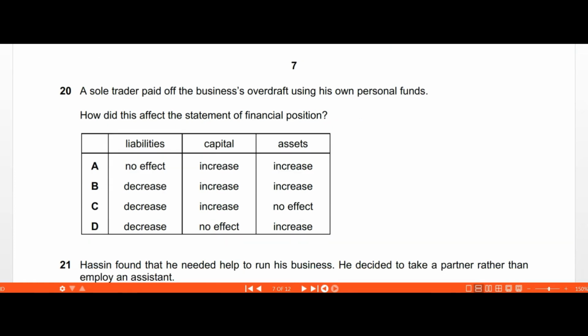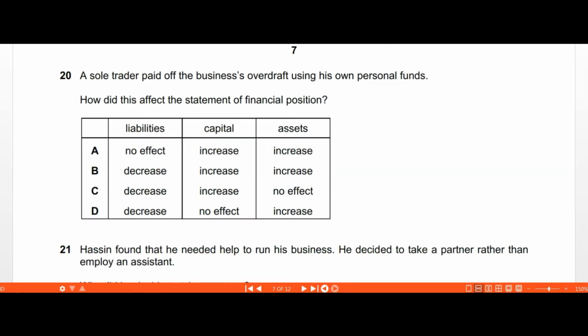Moving on to question number 20, a sole trader paid off the business overdraft using his own personal funds. How did this affect the statement of financial position? So, business overdraft using his own personal funds. Very first thing, whenever we look at new personal funds or new investment coming into the business, that means one thing: the capital is being increased. Now if we look at the column of capital, we see that there are three options which say that capital will be increased. So at least we know that this is not D.